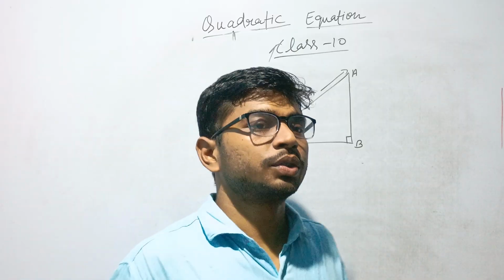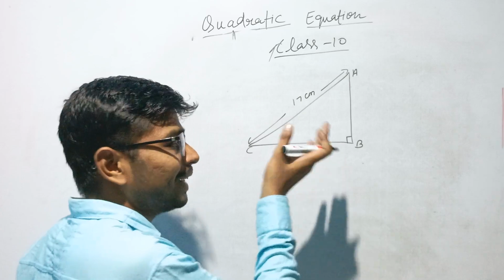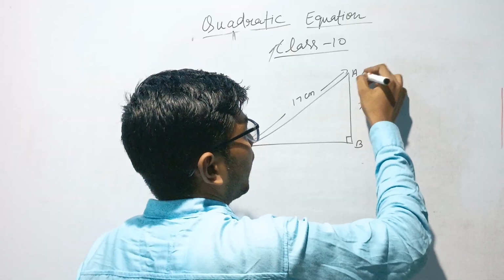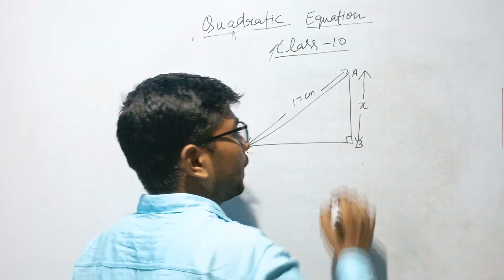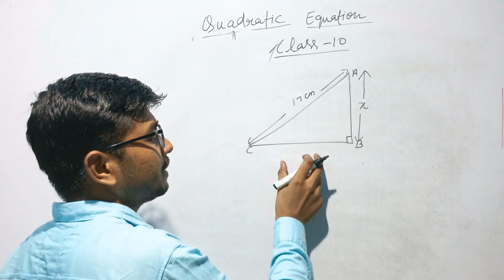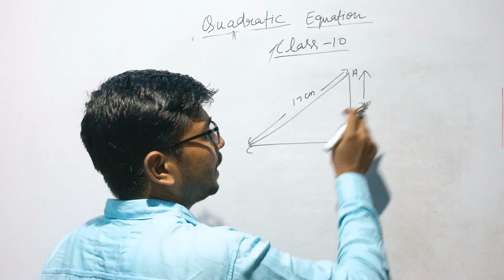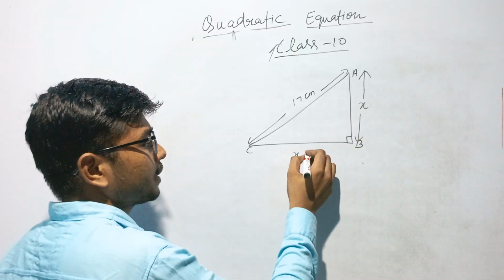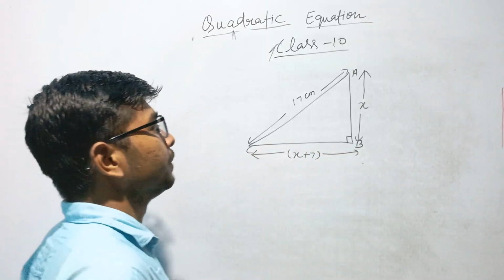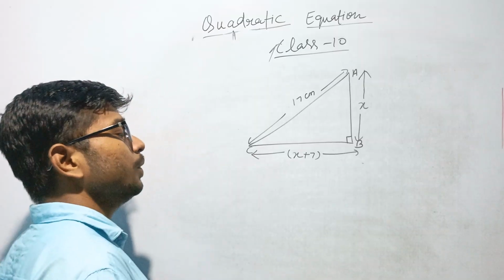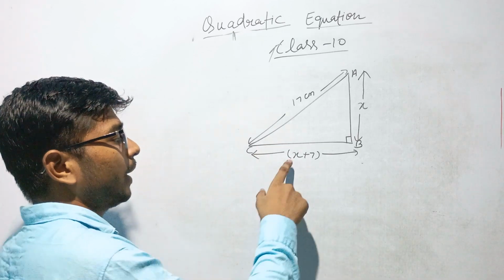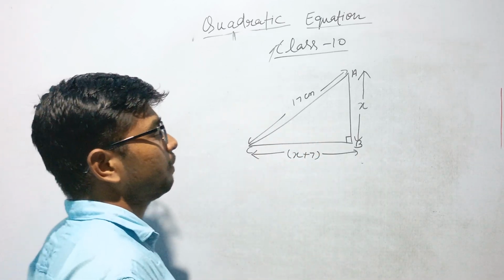Okay, so let's solve. So if you say base is 7 centimeter more, we have to take the altitude or the perpendicular height as x. We have to take perpendicular height as x, and they are saying base is 7 centimeter more than the height, so x plus 7 will be the base. x plus 7 will be the base. Okay, now again using Pythagoras theorem we can find out the value of x. Okay, so what is the Pythagoras theorem?